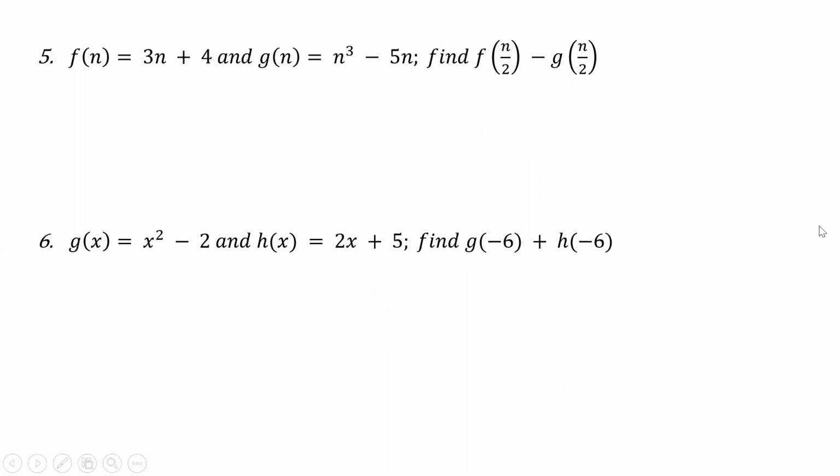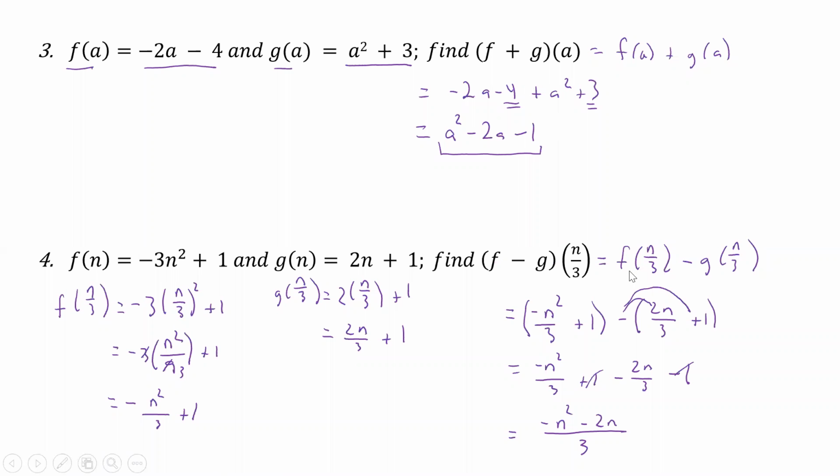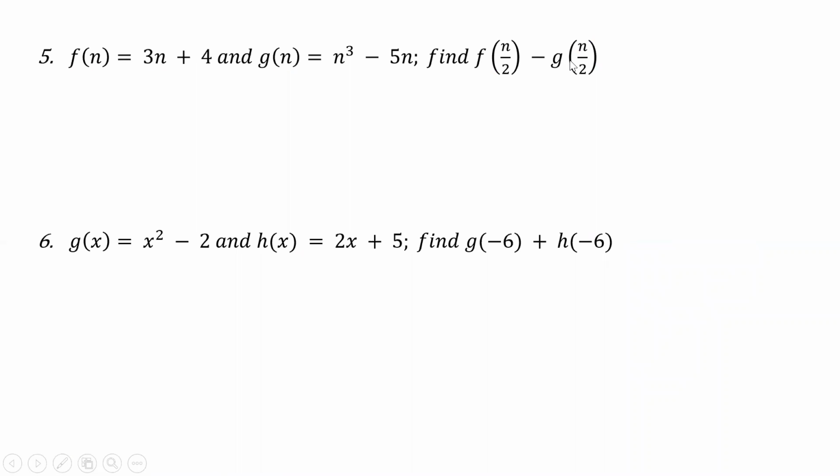All right, so the next one, instead of writing it out f minus g of n over 2, they wrote it out how we ended up actually doing it. We broke it down to f of n over 3 minus g of n over 3 in the previous one, and they're giving it to us like that already. So all we have to do is plug in n over 2 in each of those and simplify.